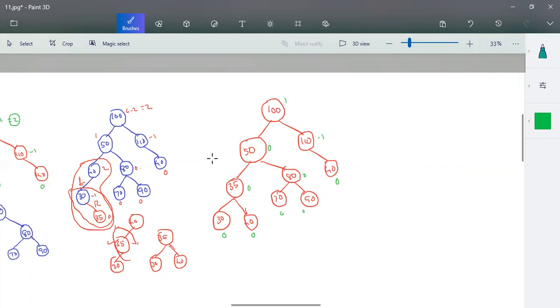So this is how an insertion actually happens. We have to calculate the balance factor each and every time, and you have to perform an insertion or you have to perform a rotation accordingly.